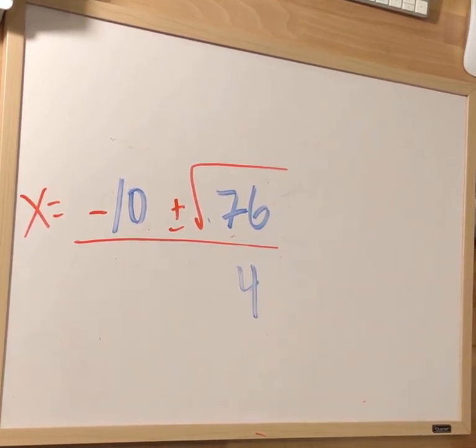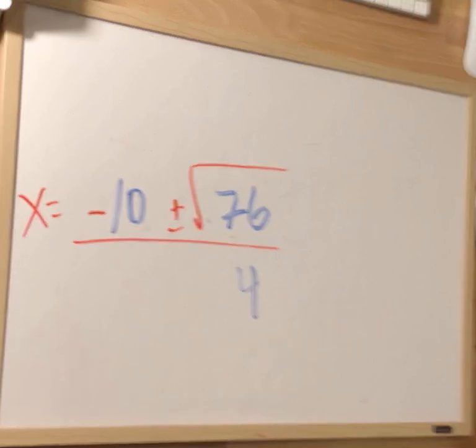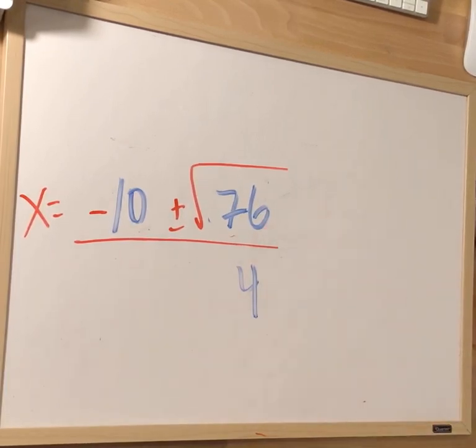What I'm going to do now, for the sake of making this an easy question, I'm going to take the square root of 76. Sometimes you'll get nice and easy square roots. Sometimes they won't be as easy. Anyways, the square root of 76, and I'm going to round to my 10th spot just to make it easy. So 8.7.